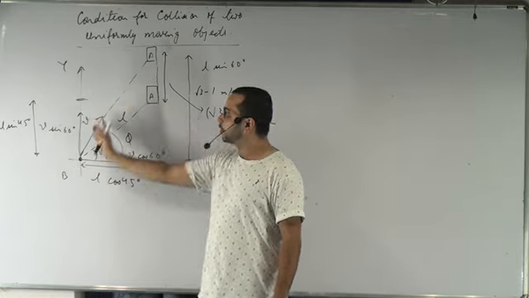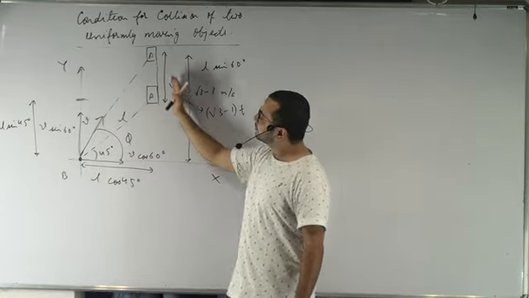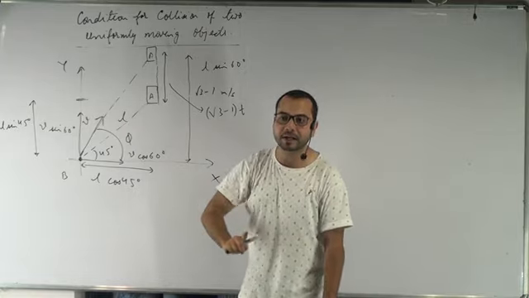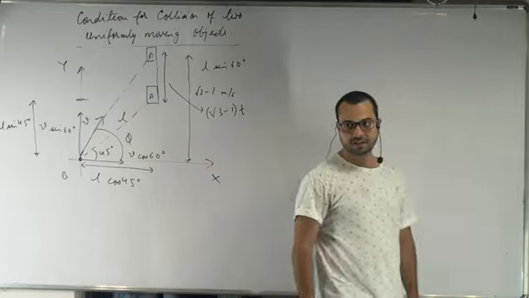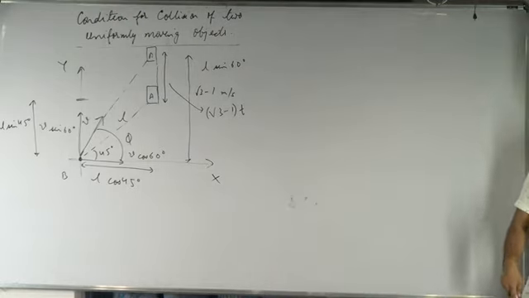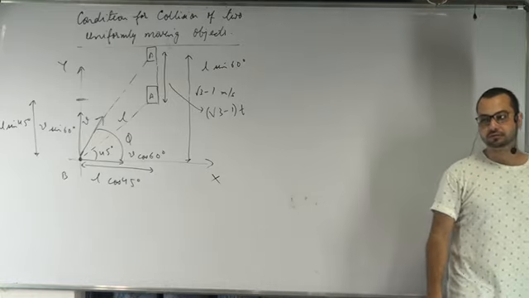This is the velocity of the ball. The velocity of the ball is directed in this direction. The velocity of the trolley is directed in this direction. The velocity of the ball with respect to trolley is directed along this direction. Theek hai? Is that correct? Can you make a triangle with these three velocities? Can you draw a triangle?